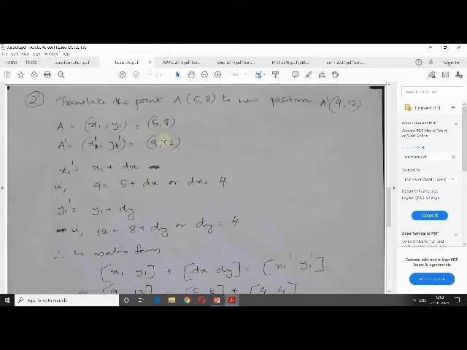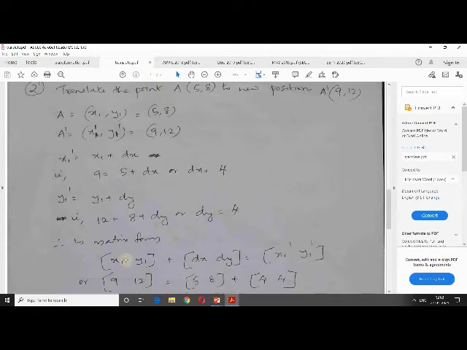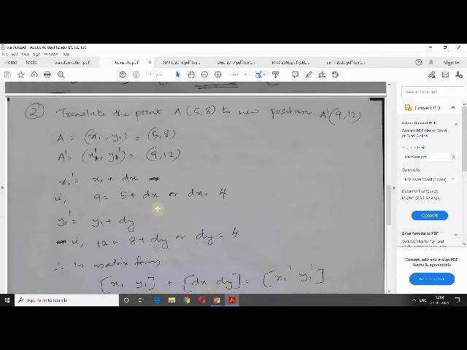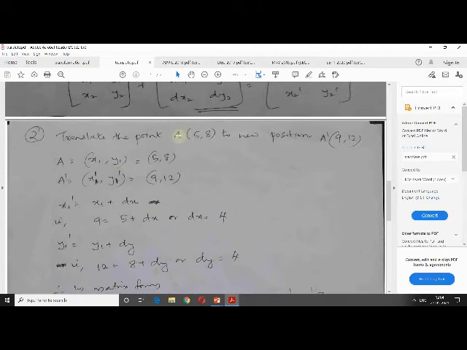And similarly, we can also find the difference: dy is equal to 4, 12 minus 8. So in matrix form, we can write x1, y1 plus dx, dy is equal to x1 dash, y1 dash. The original point x1, y1 plus our difference in values will give you a new point. Or again, we can write x1 dash, y1 dash, the coordinate values, 9, 12 is equal to 5, 8 plus 4, 4. So this is the matrix equation which represents the translation of this point.